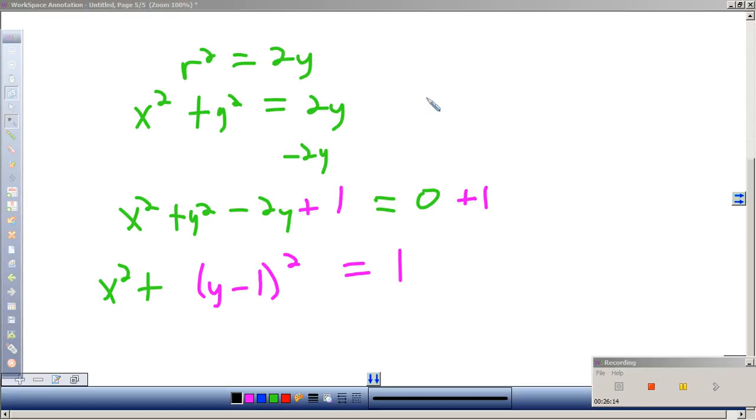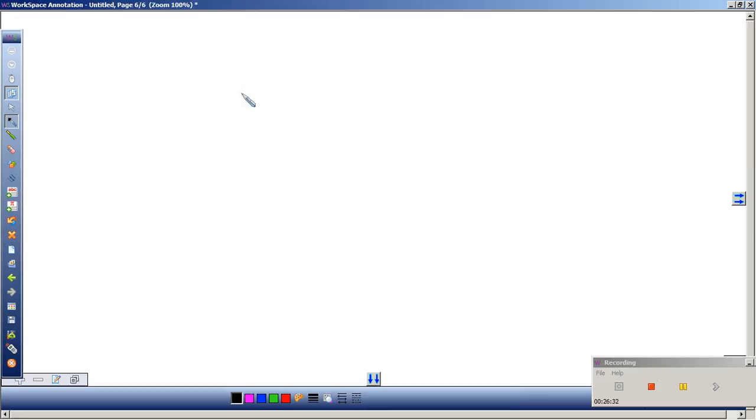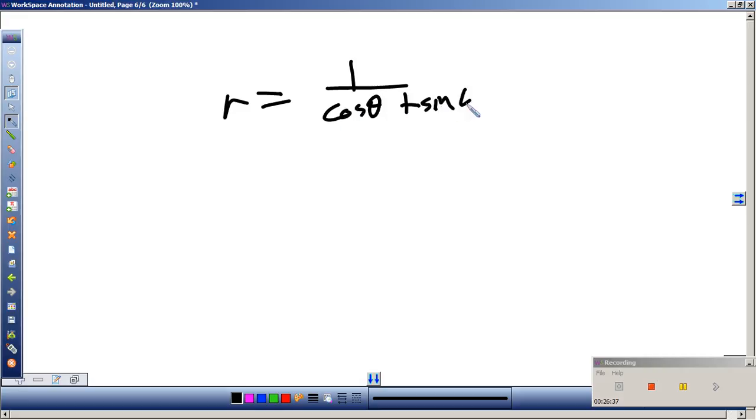Although not a significant amount more, it is a bit more. Ready? Good. r equals 1 over cosine theta plus sine theta. Let's change it to rectangular. Yeah, change to rectangular. Together? Okay, what do you think? What should you do?